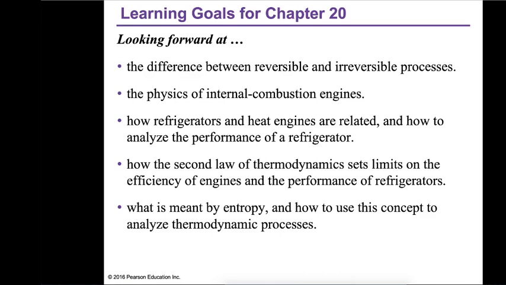And then we're going to learn the physics of the internal combustion engine. And then we're going to learn how refrigerators and heat engines are related and how to analyze the performance of a refrigerator. And then we're going to learn how the second law of thermodynamics sets limits on the efficiency of engines and the performance of refrigerators. And at the end, we're going to learn what entropy is and how to use entropy to analyze thermodynamic processes.